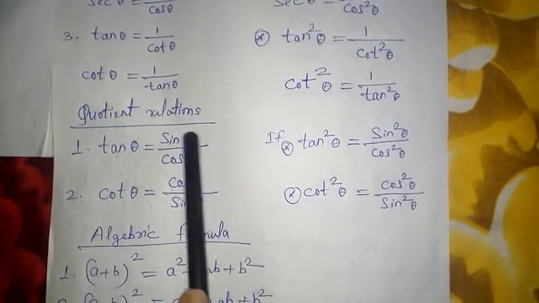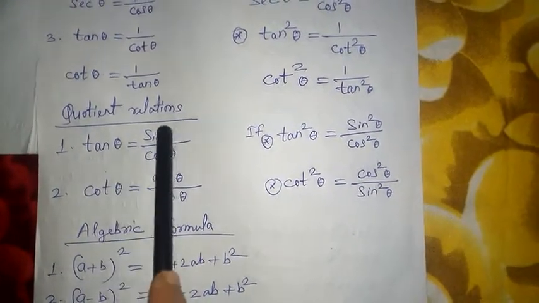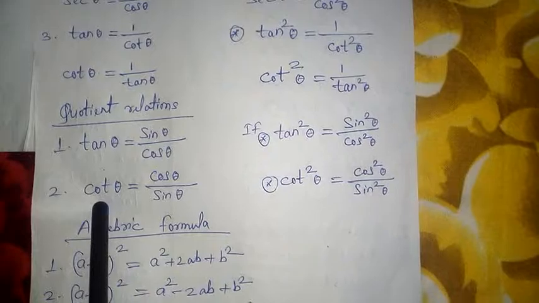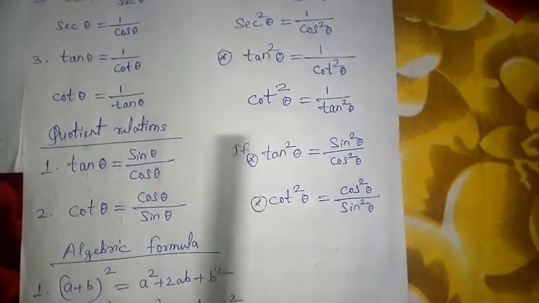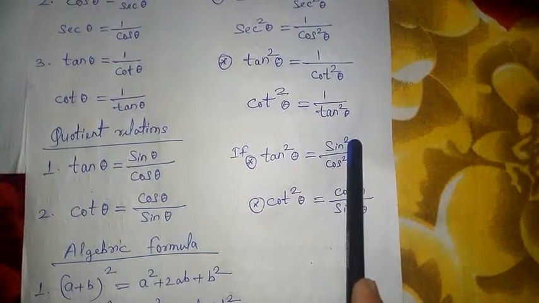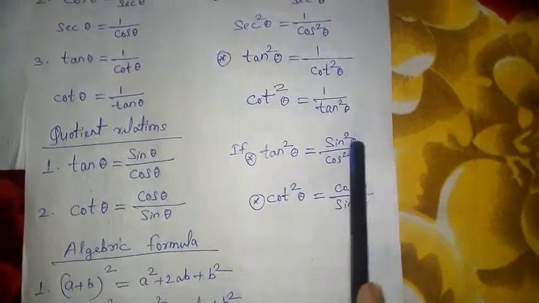Now quotient relations, another type of formula. Tan theta equal to sin theta by cos theta, and cot theta equal to cos theta by sin theta. And if there is a square here, same thing, tan square theta equal to sin square theta by cos square theta. Same formula, but for square, everywhere there will be a square.